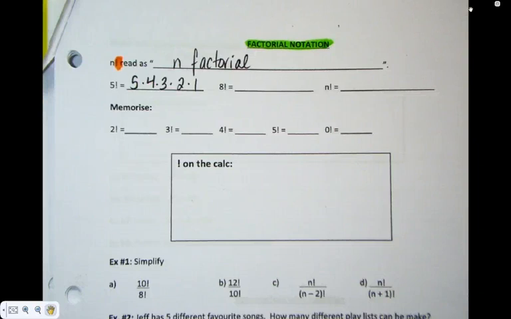How often in the last half day have you written 5 times 4 times 3 times 2 times 1? Or 4 times 3 times 2 times 1? Or 6 times 5 times 4? You got a little tired of writing all that out? That's why we have notation. So I, because I know this, would never write out 5, 4, 3, 2, 1. I would just write 5 factorial.